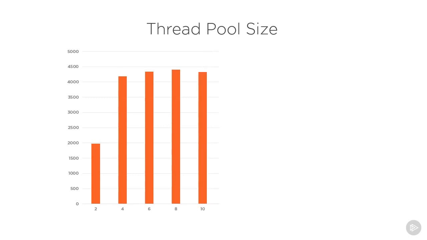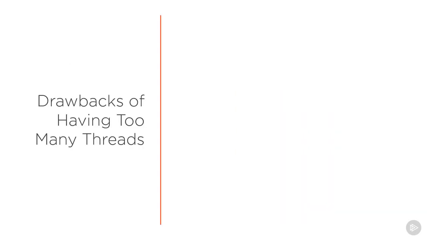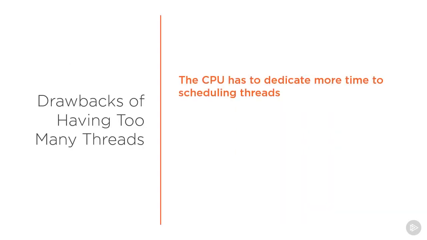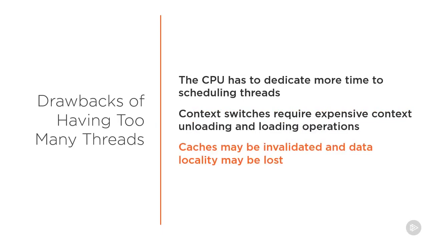However, the flip side is also true. Setting the pool size to a value that's too high can have a negative impact on performance. There are several reasons for this. One is that the higher the number of threads in a system, the more time the CPU has to devote to scheduling threads instead of just running them. Also, switching from one thread to another involves saving the outgoing thread's context and restoring the incoming thread's context, which is an expensive process. And finally, context switching leads to invalidating caches and data locality that was built up for the previously running thread. Therefore, getting the pool size right is an important tuning parameter for thread pools.